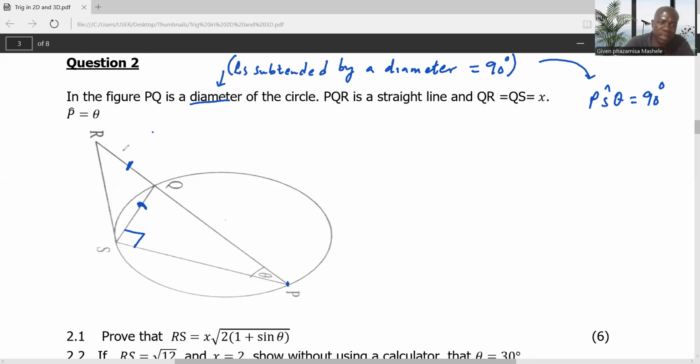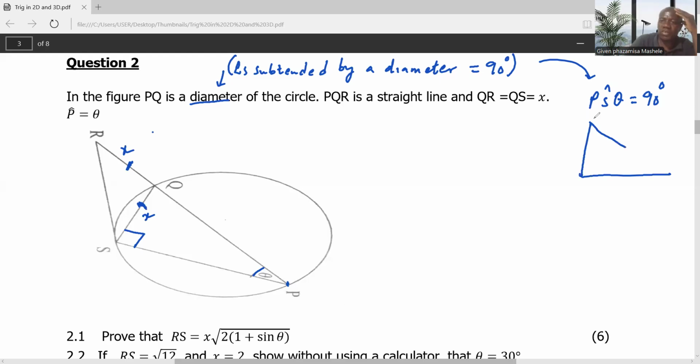Okay, they said it's X, and they said that it's X. First of all, we need, okay, angle PQS is theta. This angle is theta. Let's first isolate the triangle. The first triangle is this one. The one we just got now is this one.